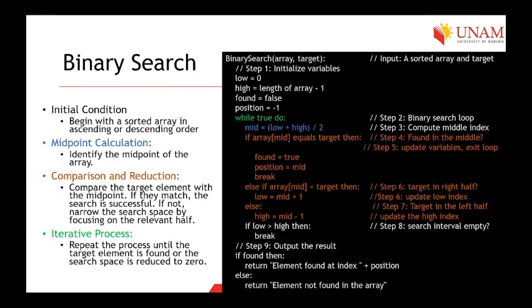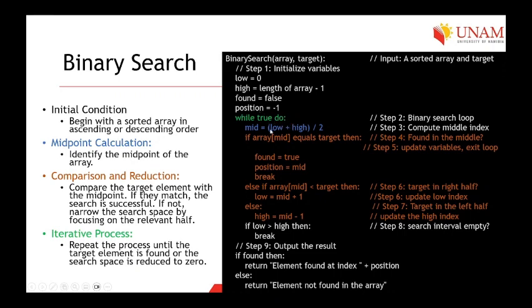And you have to keep repeating this process until you find the target element or your search space has now reduced to 0. Looking at the actual algorithm, again in this case, we assume that you pass the array and the target value to binary search. The first step is to initialize your variables: your lower bound, your upper bound, which is going to be the length of the array minus 1, found to false and position to -1. Then we have while true.